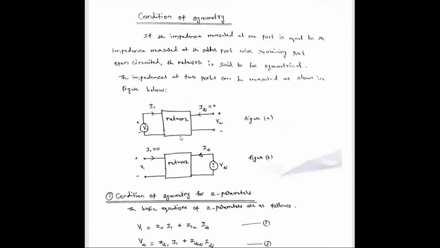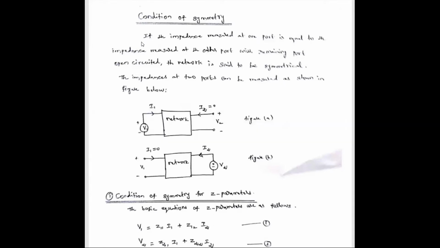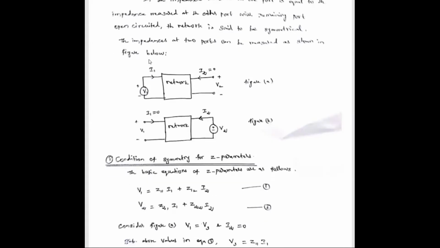If this network is a symmetrical network, these two ratios must be equal. If the two ratios are equal, the network is called a symmetrical network. If the impedance measured at one port is equal to the impedance measured at the other port with the remaining port open circuited, the network is said to be a symmetrical network.